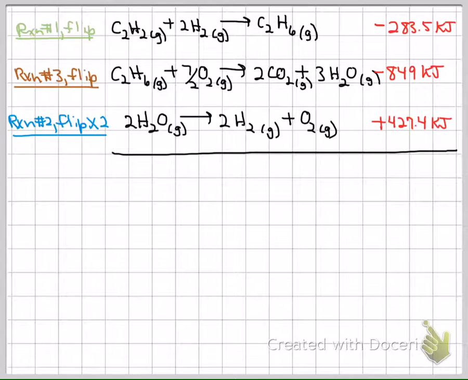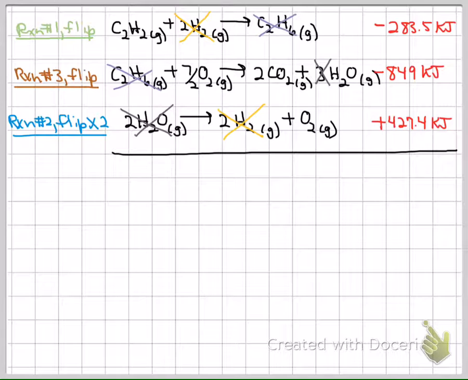Well, let's look at what does cancel out first. I notice that there are 2 hydrogens on each side, so they cancel out. Next, there's that ethane canceling out, which I mentioned a few moments ago. There was 1 molecule on both sides. They're now gone. Let's see what else cancels out.